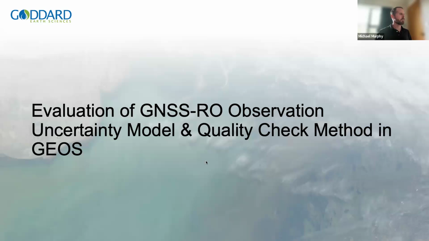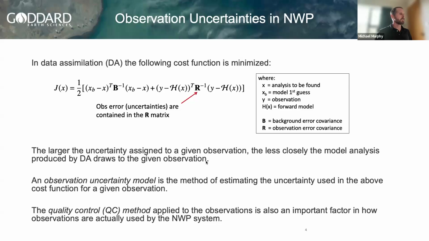So we'll start with the observation uncertainty model and QC. So in data assimilation, we're trying to minimize the following cost function. And the term that's of interest here is the observation error. This is the R matrix. That's where the observation uncertainties are incorporated in. So the larger the uncertainty assigned to a given observation, the less closely the model analysis produced by the DA system will draw towards that given observation.